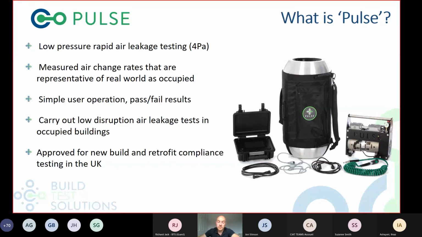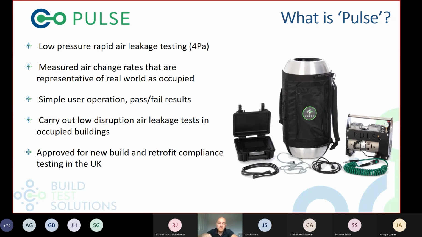It's only previously been possible with the tracer gas test, which, as I've touched on, is extremely impractical and time consuming and very expensive. So these air change rates that are measured by Pulse are representative of real world as occupied conditions. Actually, then everything else is a sideline benefit, but it is remarkably simple to set up and use.